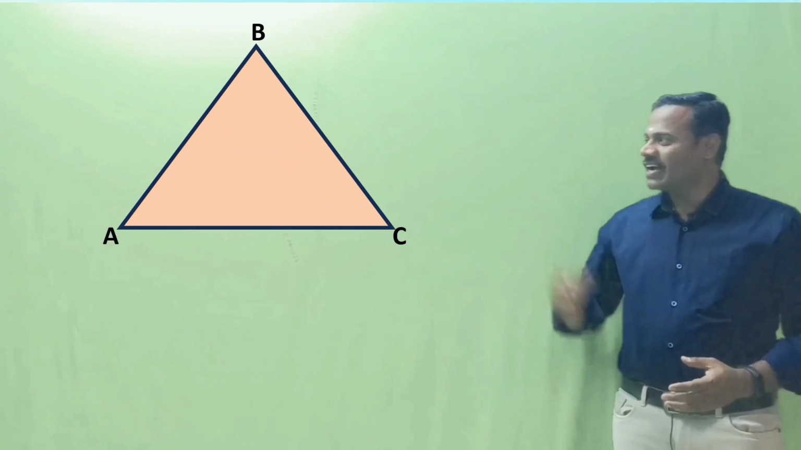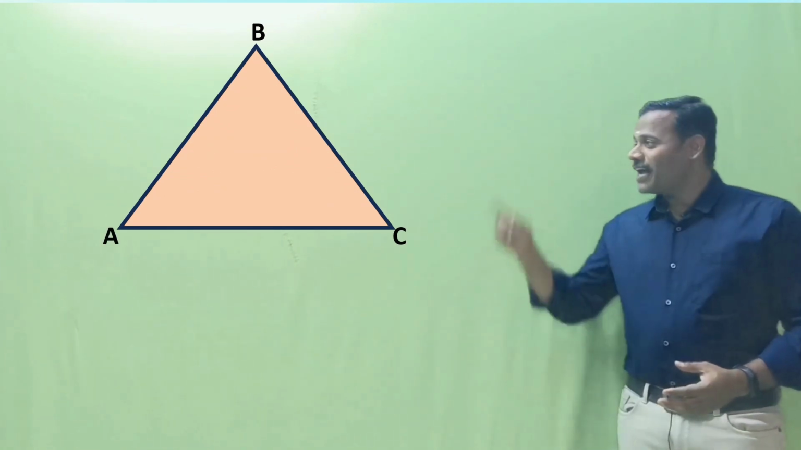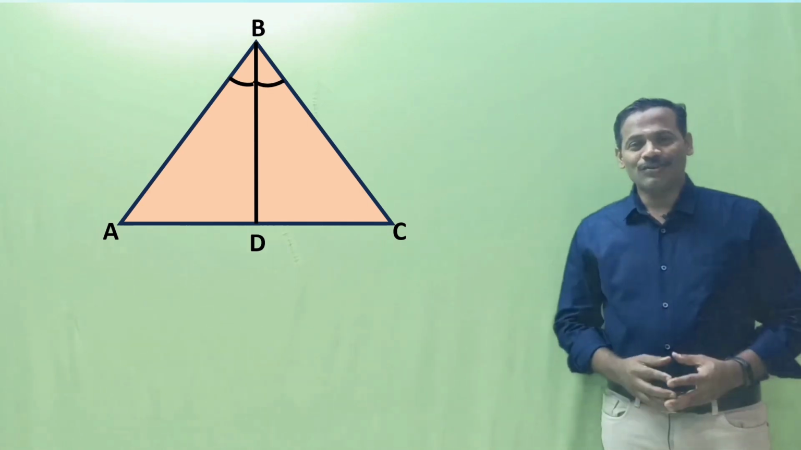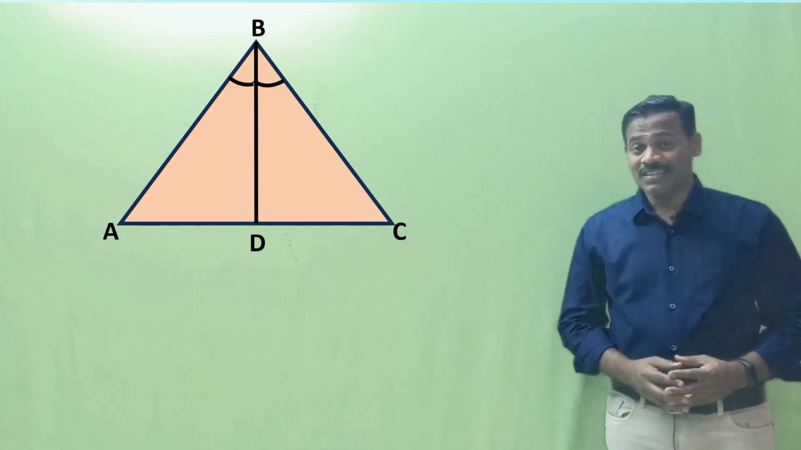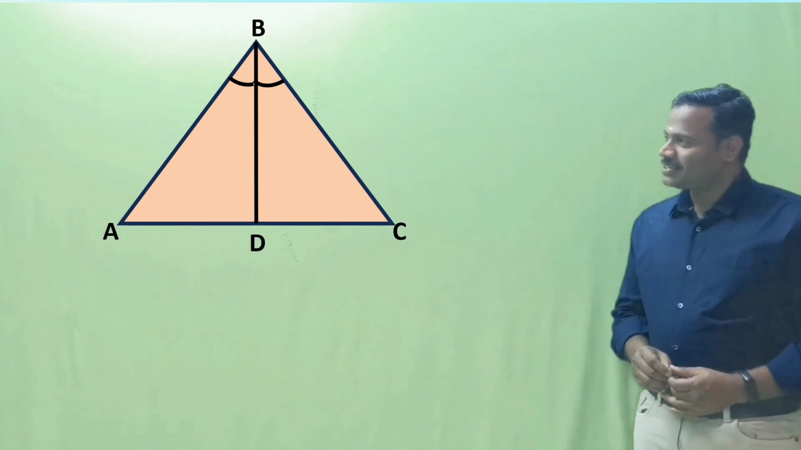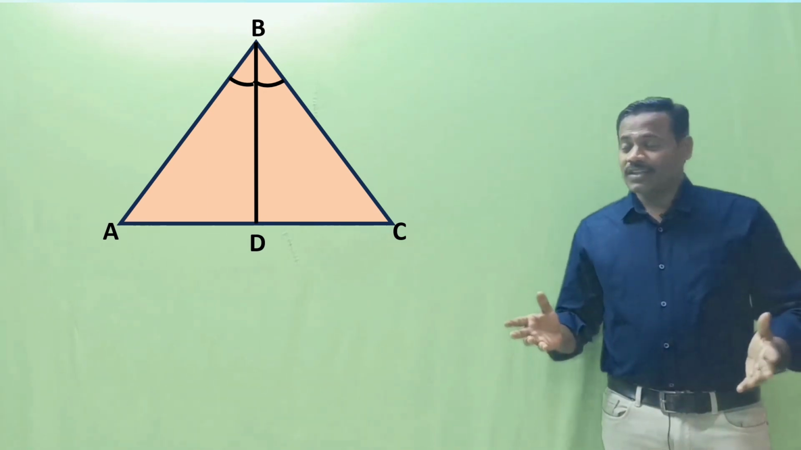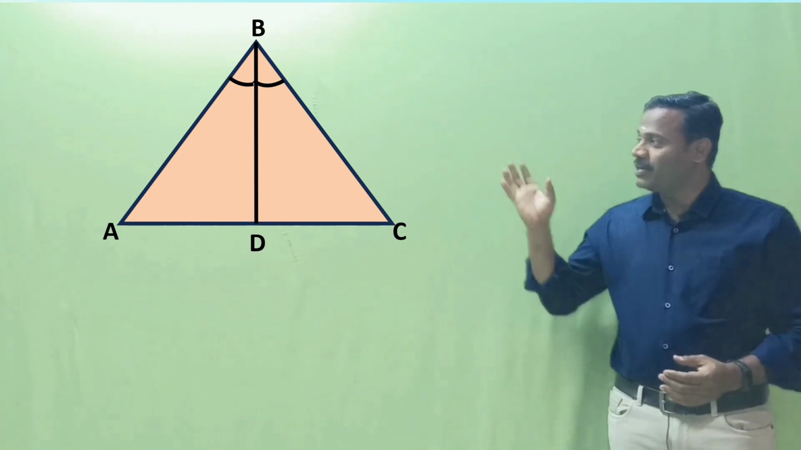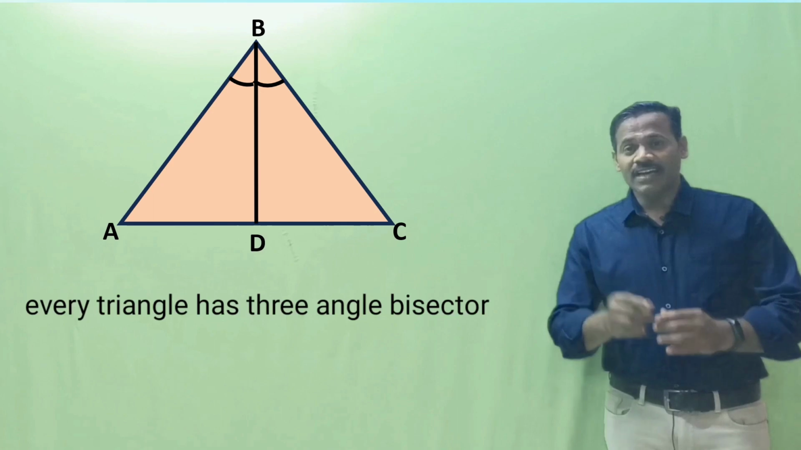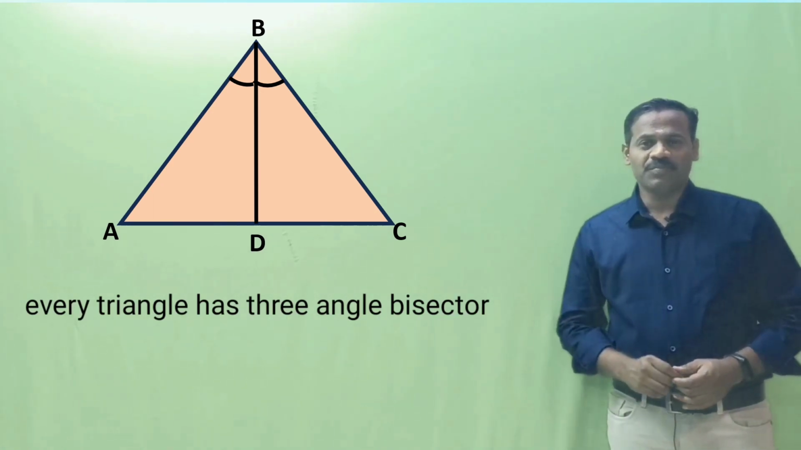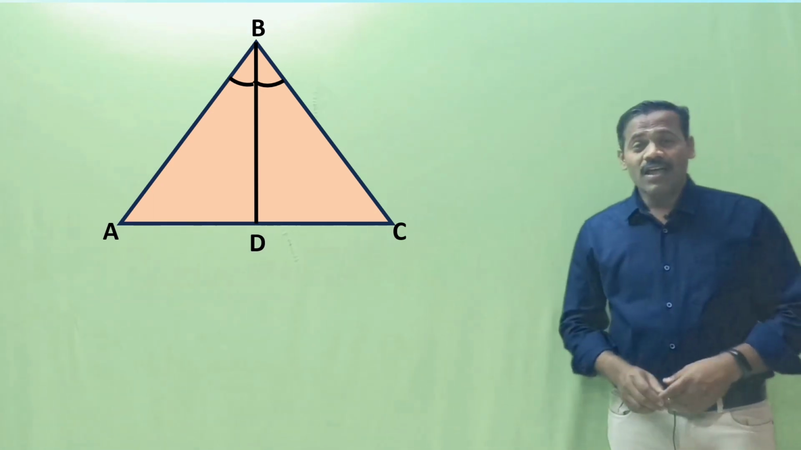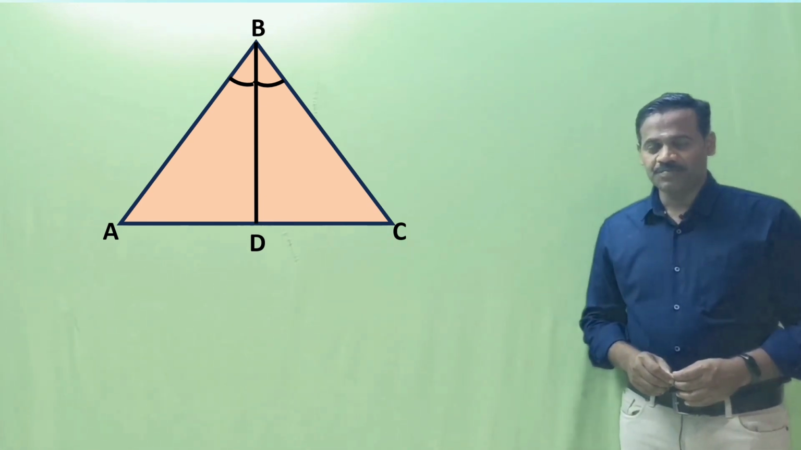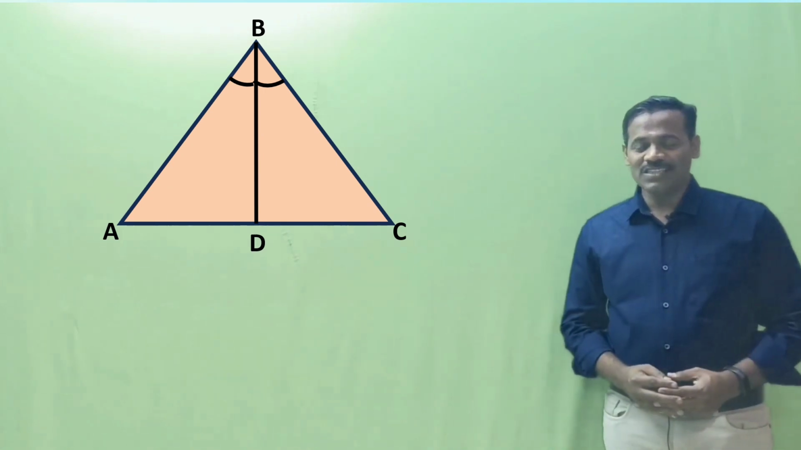Let's have an arbitrary triangle ABC. From angle B, draw an angle bisector. So children, you may have a question here: why are we taking an angle bisector from angle B? That's a nice question. We could have done it with any of these three angles. So we can take any angle, angle A or angle B or angle C. Every triangle has three angle bisectors, and this angle bisector never goes outside the triangle, which means it is inside the triangle. So what is the definition of an angle bisector?